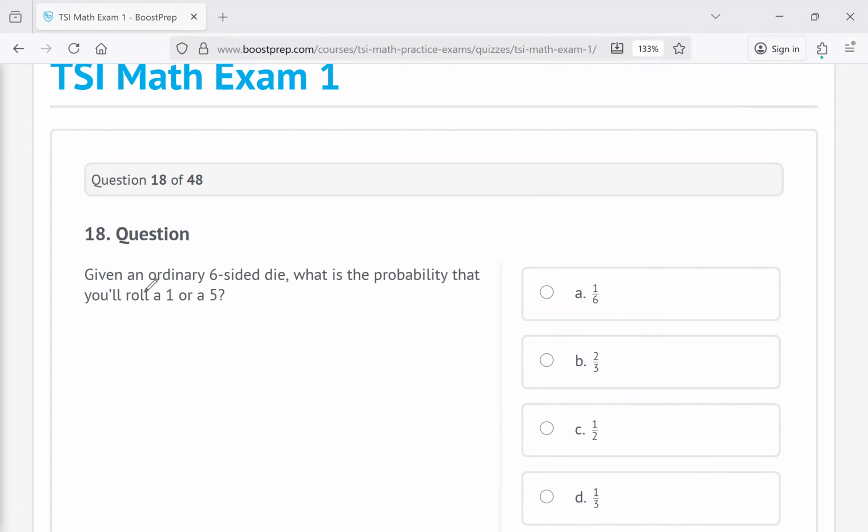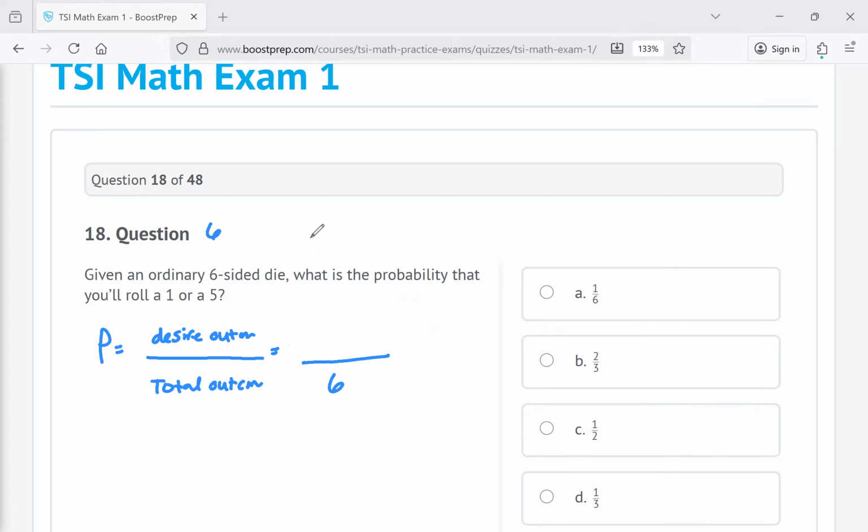Okay, question 8. Given an ordinary six-sided die, what is the probability that you'll roll a 1 or a 5? So we're dealing with probabilities, and how do you do probability? You set it up as a fraction, and on the bottom it's your total outcomes, and on the top is your desired outcomes. On our bottom, we're dealing with a die, and it says it has exactly 6 sides. So the total outcomes would be 6.